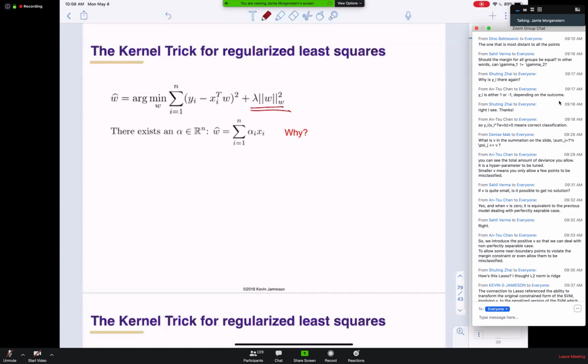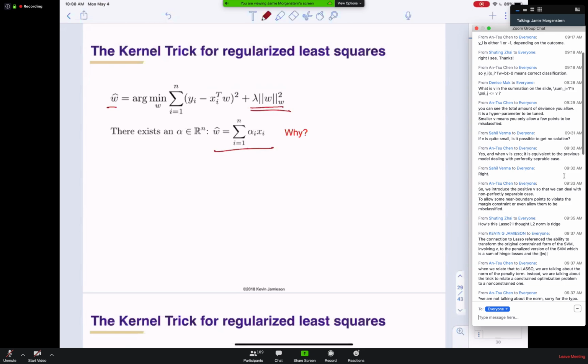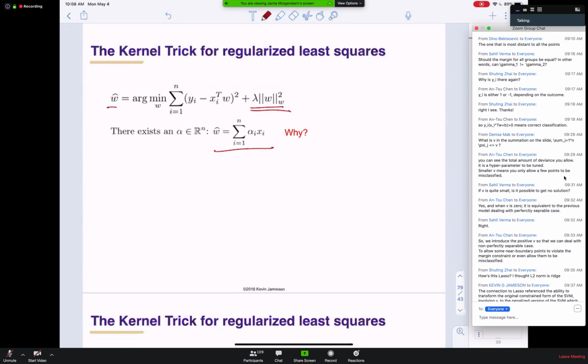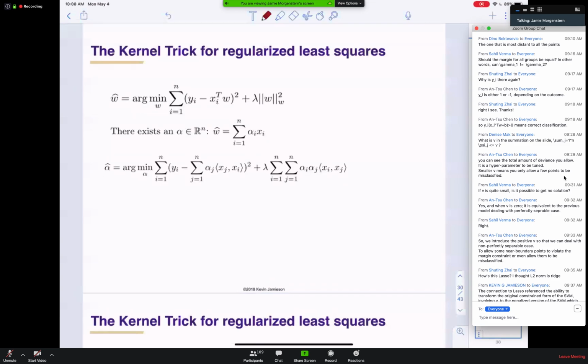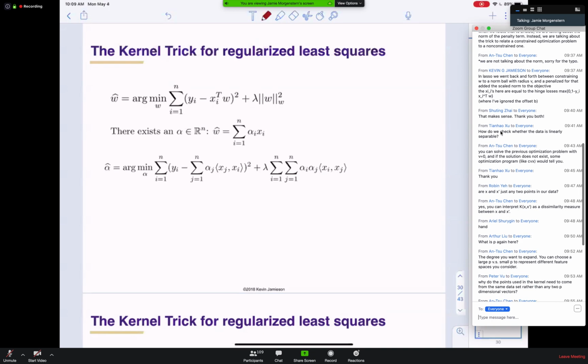Okay, so why is it the case? For the kernel trick, we're going to punt on picking a kernel K. But the next step is to show that the W which actually minimizes our loss can be written as a linear combination of our initial data points. And why is that the case? So the short answer is that you can actually write out this optimization this way.